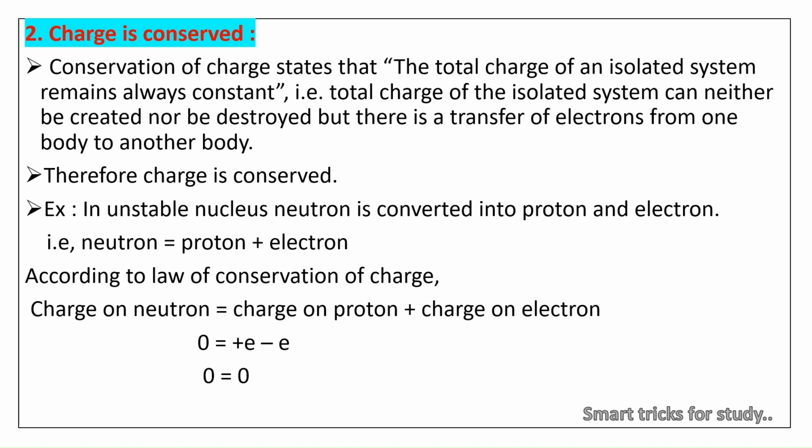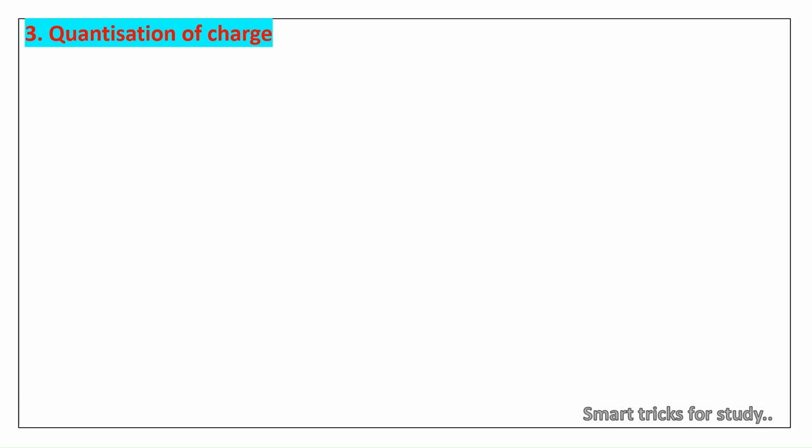Therefore charge is conserved. Example: in an unstable nucleus, a neutron is converted into a proton and an electron. The proton and electron thus created have equal and opposite charges, and the total charge is 0 before and after the creation. That is, neutron = proton + electron. According to the law of conservation of charge, charge on neutron is equal to charge on proton plus charge on electron. 0 = +e - e. That is, 0 = 0.